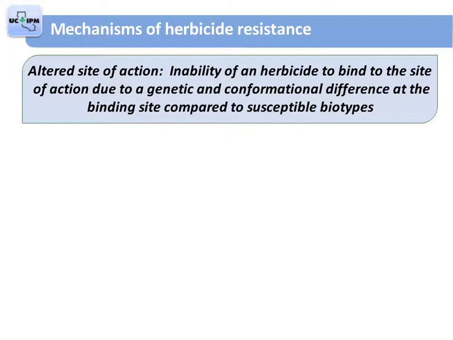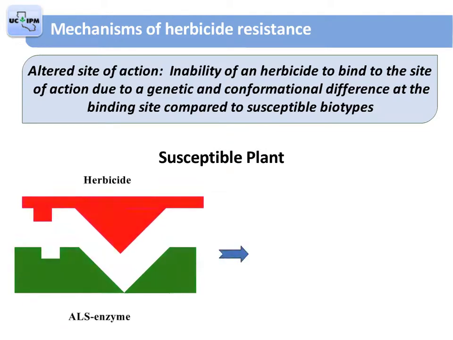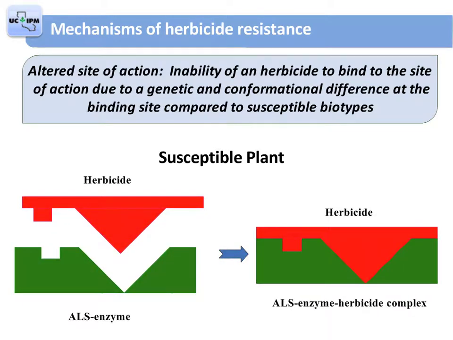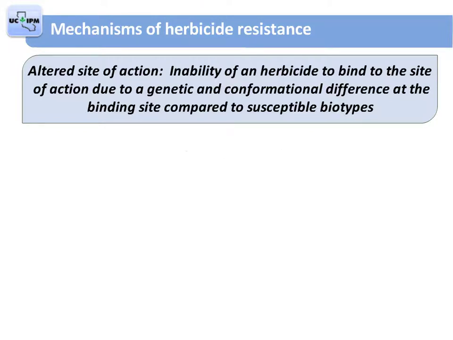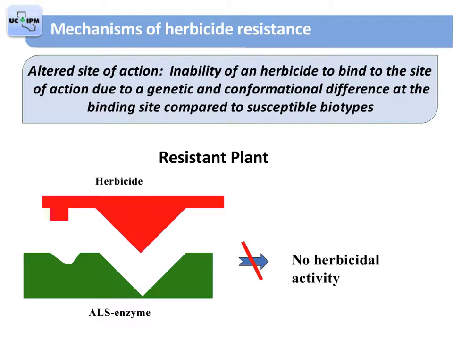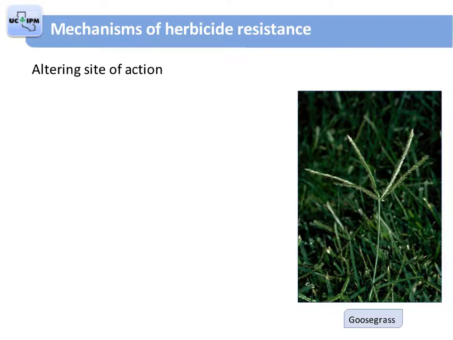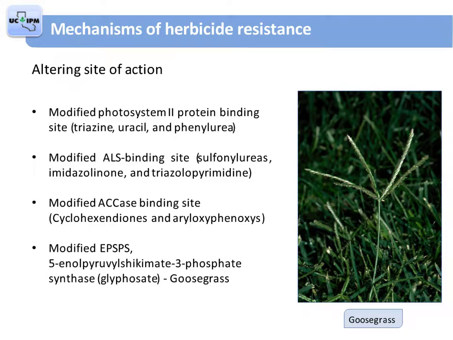Basically, this is a lock and key theory. For a susceptible plant, the active site and herbicide bind. When binding occurs, certain metabolic processes are shut down, causing plant death. In a resistant plant, if the active site and herbicide don't bind, the herbicide won't work. If the target site changes or is altered, even by just one amino acid, the herbicide can no longer bind and the herbicide won't work. The majority of herbicide resistance cases are a result of alteration of the herbicide binding site. Several common examples are shown in this slide.